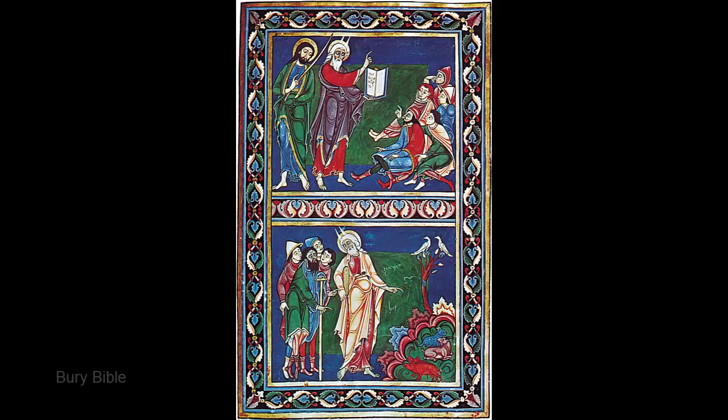The Bury Bible is one of the great examples of Romanesque illuminated manuscripts. It was created around the year 1135, and the artist Master Hugo is attributed as the creator of most of the illustrations of the Bible. This page from an illuminated manuscript, the Bury Bible, shows two scenes in which Moses, depicted with a halo, explains the law to the Israelites.